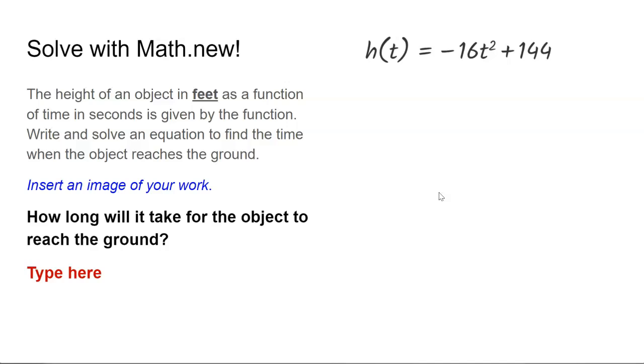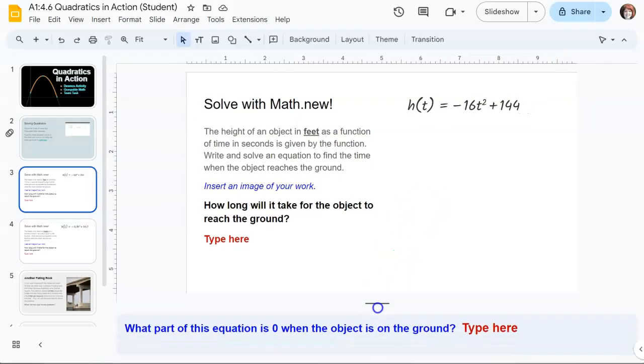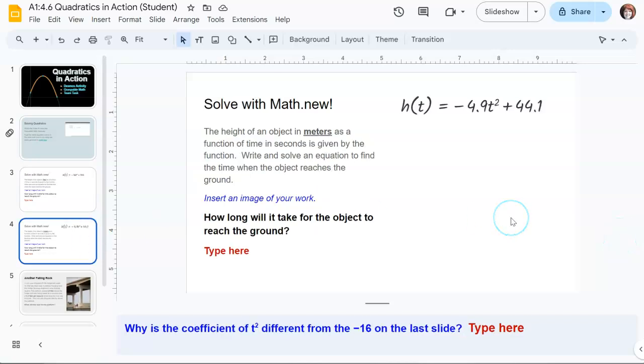I do have guiding questions for the students, so let's take a look at those. Down at the bottom, it's saying what part of this equation is 0 when the object is on the ground. All right, the next one, this is changed, and I'm trying to point them to this by giving them a guiding question at the bottom. Why is the coefficient of t squared different from the negative 16 that was on the last slide?